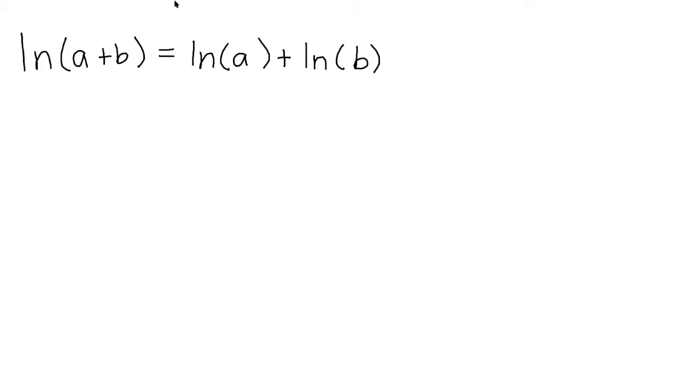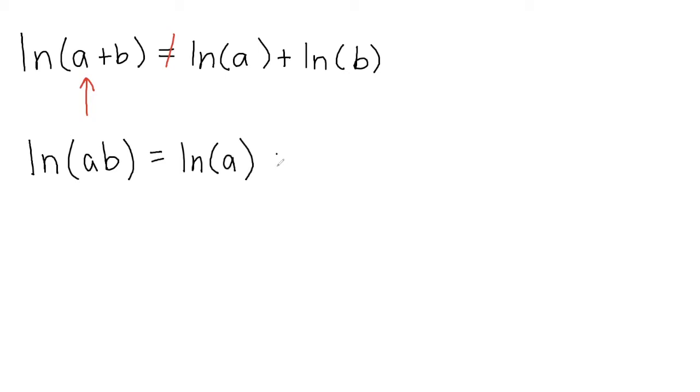Another mistake that I see students making a lot has to do with the natural logarithm. So they'll write the natural logarithm of (a plus b) as the natural logarithm of a plus the natural logarithm of b. Now this isn't true, and the natural logarithm of (a plus b) is actually as far as you can simplify. People are actually confusing it with this rule, which is the natural logarithm of (a times b) equals the natural logarithm of a plus the natural logarithm of b.